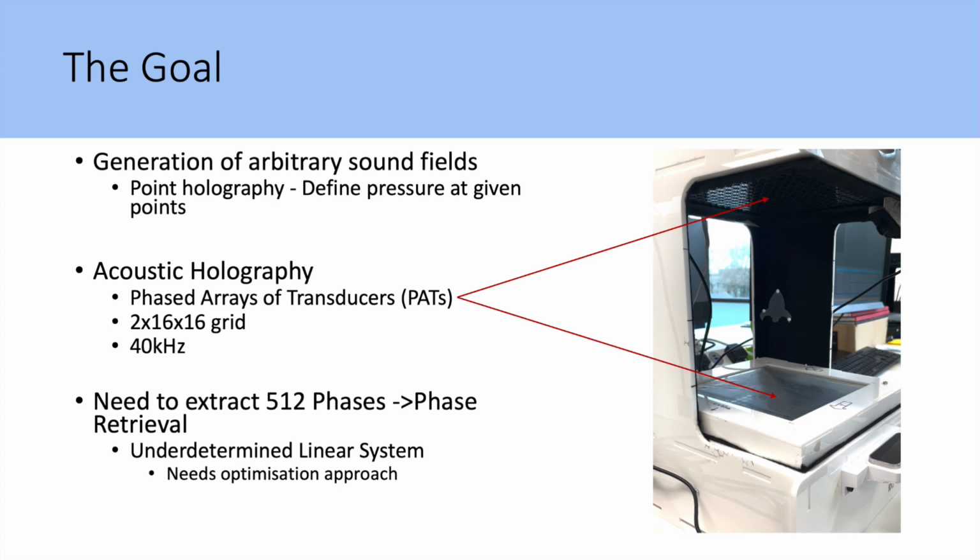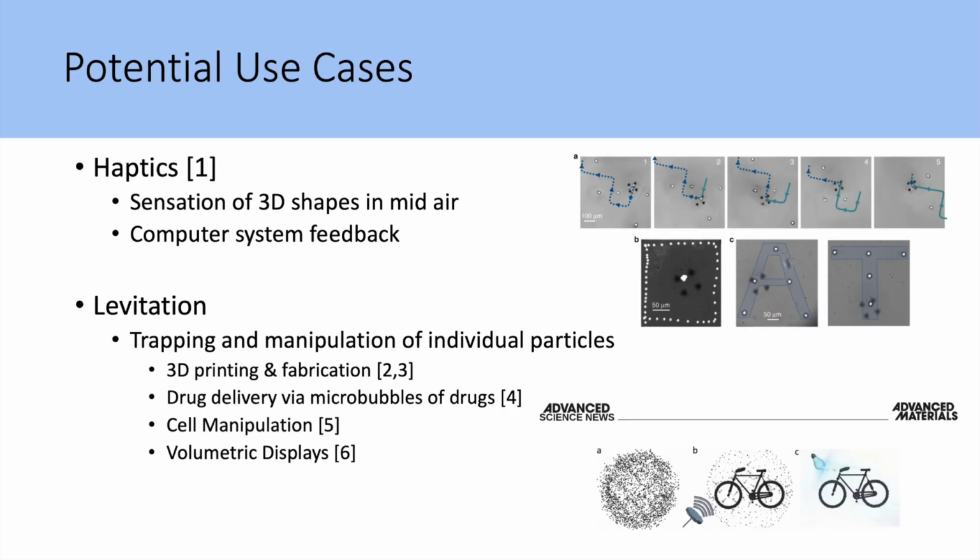We use two grids of 16 by 16 transducers which operate at 40 kHz. In order to generate this sound field, each transducer is given a phase relative to one another. This causes the waves emitted to constructively and destructively interfere. This has the potential for use in a wide variety of different cases, such as haptic feedback for computers. It can also be used for levitation.